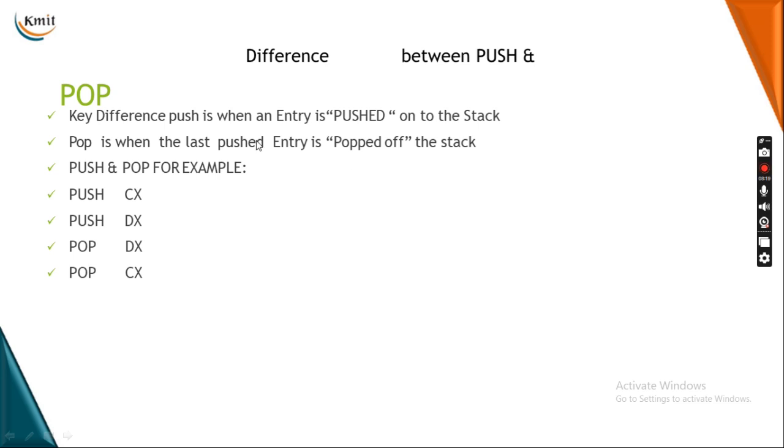The key difference is that push is when an entry is pushed onto the stack, and pop is when the last pushed entry is popped off the stack. Only one difference: pushed onto the stack, popped off the stack. For example, push CX, push DX. First it will put CX on the top of the stack, then push DX, so DX will be top. Now pop first DX, remove, pop again CX, so the stack will be empty.